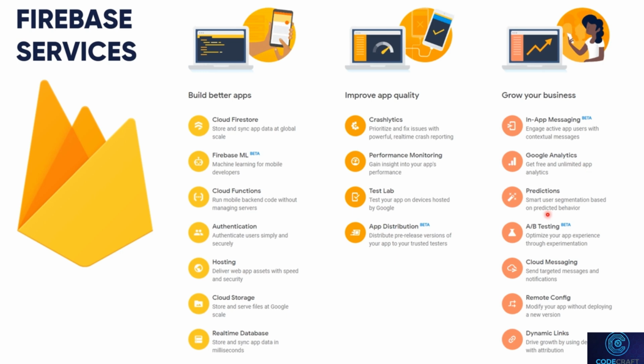Predictions. Firebase Predictions uses machine learning to analyze user data and predict user behavior and engagement patterns. It can help you identify user segments that are likely to take specific actions such as making a purchase or churning, allowing you to target them with personalized content or notifications. A/B testing. Firebase A/B testing enables you to create and run experiments to test different app variants and features with a portion of your user base.